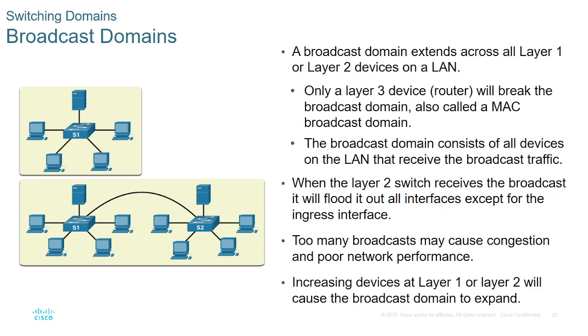Too many broadcasts will cause congestion and may lead to poor network performance because they create a lot of traffic, which reduces bandwidth and performance. Increasing devices at layer 1 or layer 2 will cause the broadcast domain to expand. The more switches you add, as you see here in the diagram, the bigger the broadcast domain. To break a broadcast domain, you have to introduce a router to create separate networks.